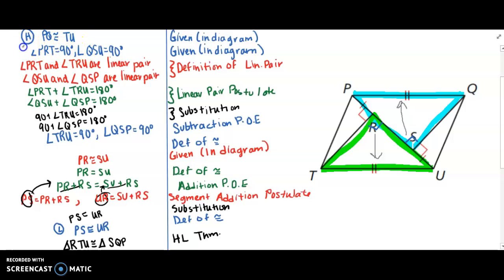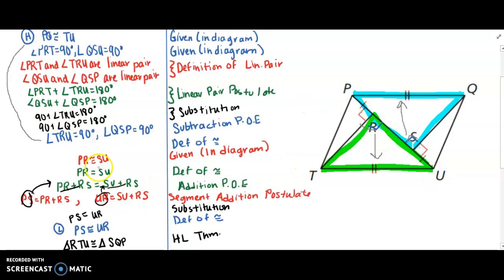Now from here to here is what it takes to show that these angles right here and right here are truly right angles. First I have to say that these are a linear pair. And then because they're a linear pair, I use the linear pair postulate to tell me they add up to 180. And then I substitute the 90 because it's given that the linear pair is 90 degrees. And when I do that, I could subtract from both sides to get that each of these are equal to 90. So that's how I prove that that's a hypotenuse.